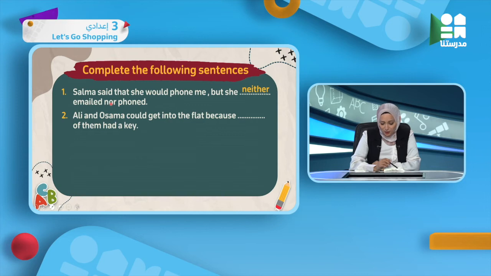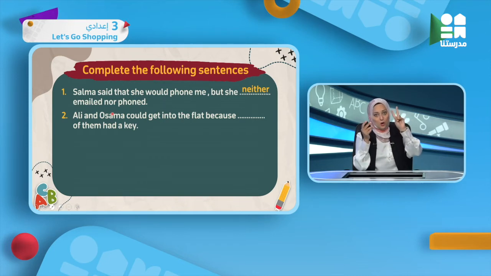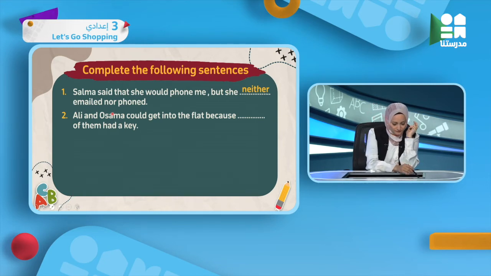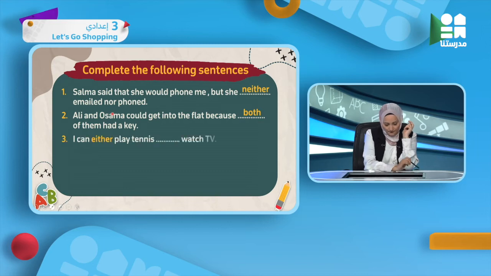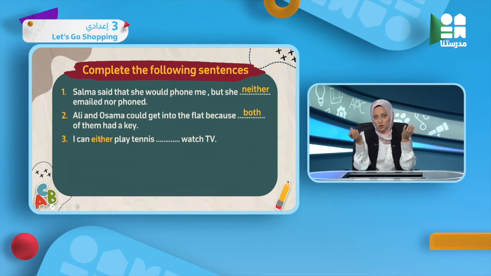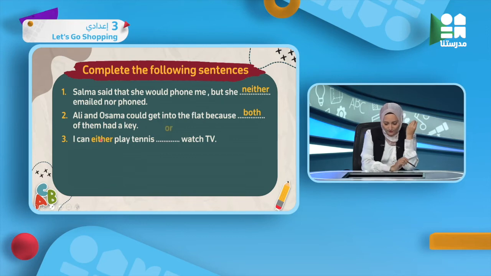Ali and Osama could get into the flat because both of them had a key. I have Ali and Osama, two people who could get into the flat because they both had a key. So both of them. Next, I have either. What is the conjunction that goes with either? Very good. Or. Either play tennis or watch TV.